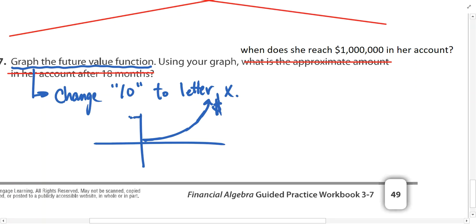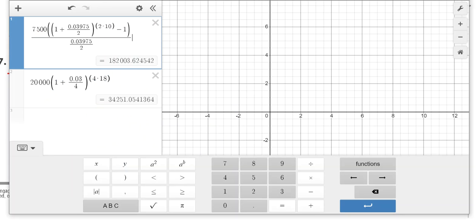Now, our question is going to be, well, when does her account reach the $1 million mark? How much time does she have to save this money for in order to reach $1 million? We'll be able to do that by finding the intersection of the $1 million line with the x-axis. And that's exactly what we're going to be looking for. So I'm going to jump out to Desmos and walk you through this.